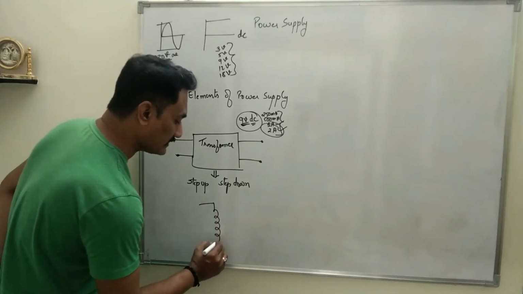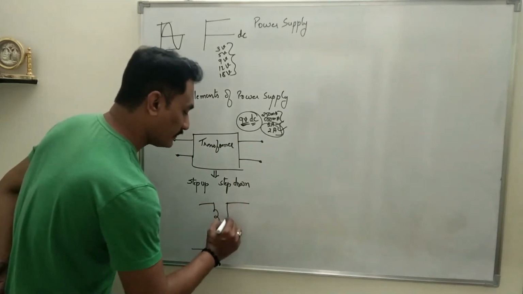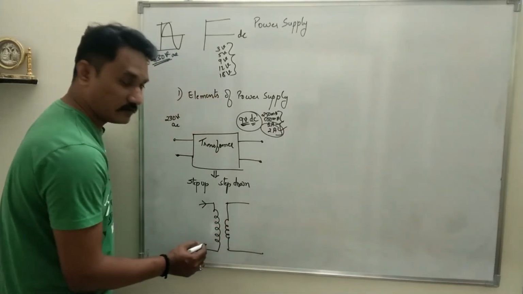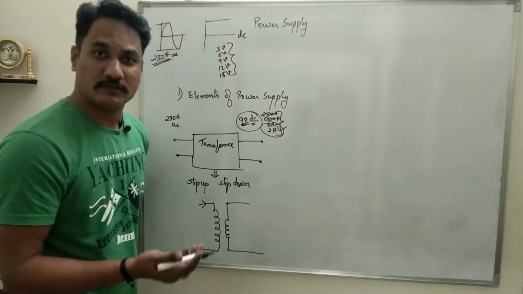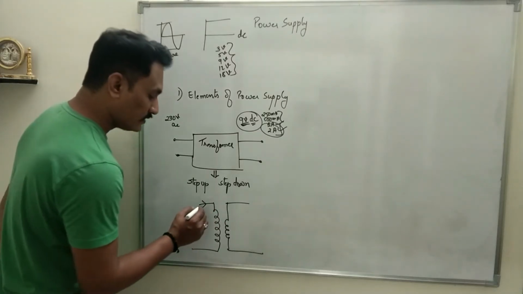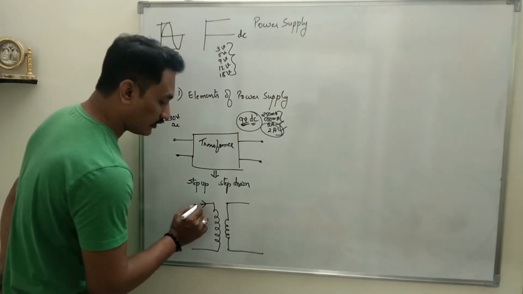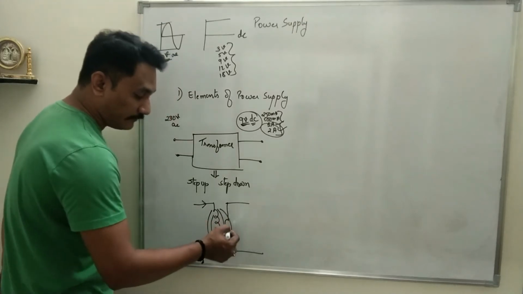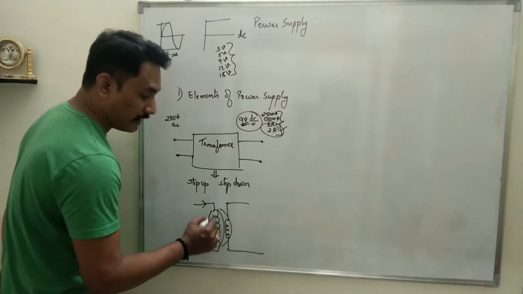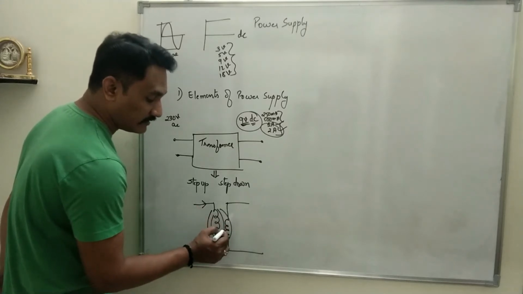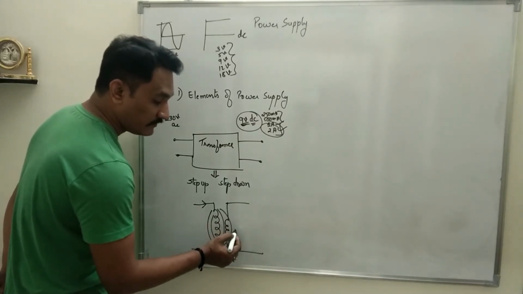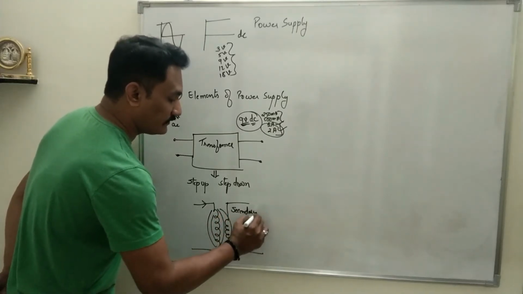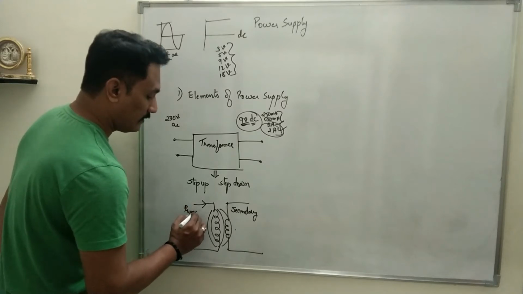A transformer has a primary winding and a secondary winding. A length of wire that has been coiled is nothing but an inductor, right? So when current flows through the coil, a magnetic field is produced. In that magnetic field we have kept one more coil. If the current is changing, the magnetic field is changing, and this change in the magnetic field will induce a current in the second coil, which is called the secondary, and this is called the primary.